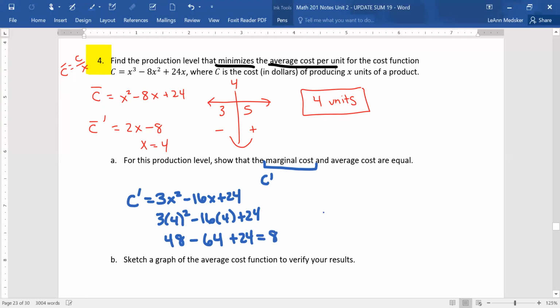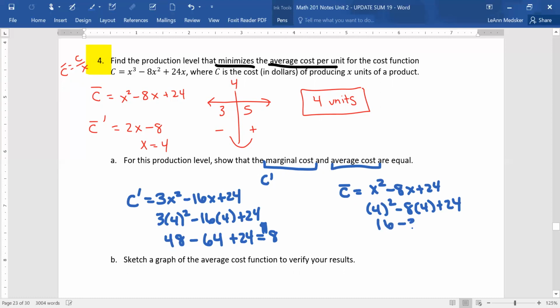Okay? And that would be, remember, our marginal cost. So that would be in dollars. So let's talk about, does this match the average cost? Notice this doesn't say the derivative of the average cost or minimizing the average cost. It's the average cost function. So that was our average cost function, C bar, which was x squared minus 8x plus 24. If we plug in our production level that we think minimizes the cost, we can see that this does come out to the same.